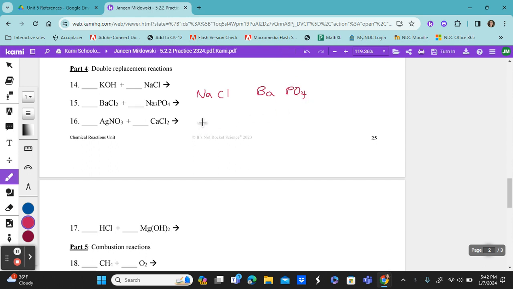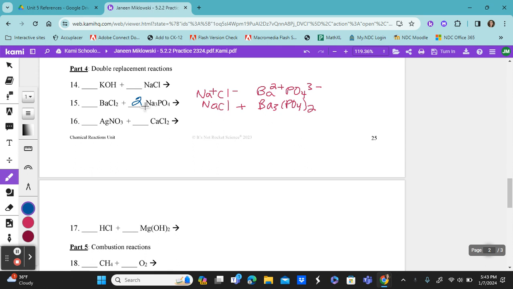Now, I'm just breaking it down so that, how do I arrive at these formulas if you don't remember? You need to look up the charges. Now, sodium has a 1+, chloride has a 1-, so that will become NaCl. And then barium, if you look that up, has a 2+, phosphate has a 3-, so that's Ba3(PO4)2.